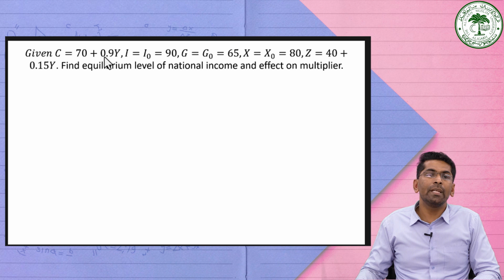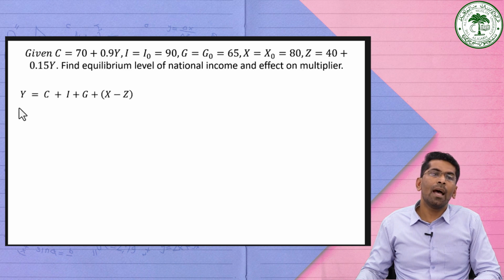See, consumption function is given, investment is given, government expenditure is also given, export is given, import is also given. We want to find out the equilibrium level of income and what is the effect on multiplier as well. See, we have the equation that is Y = C + I + G + (X - M).